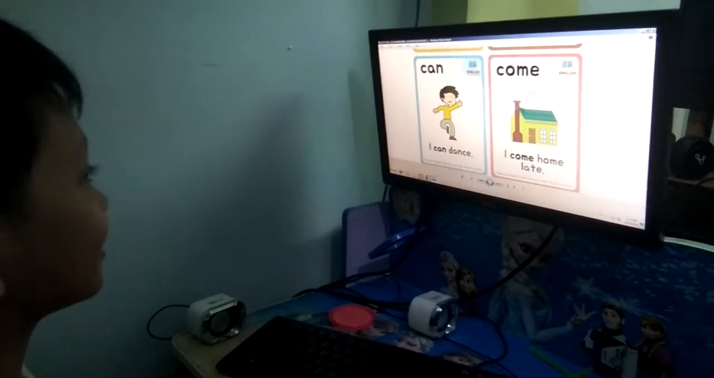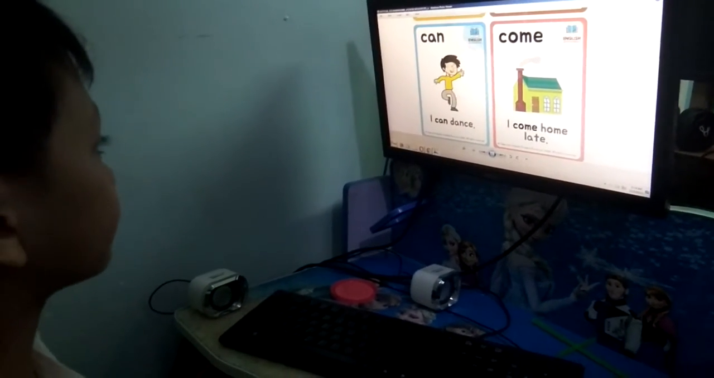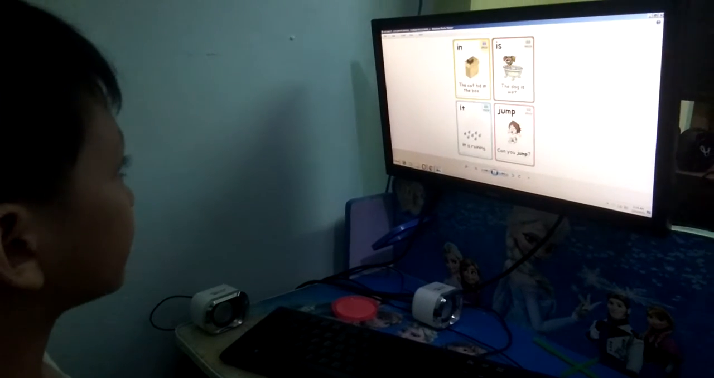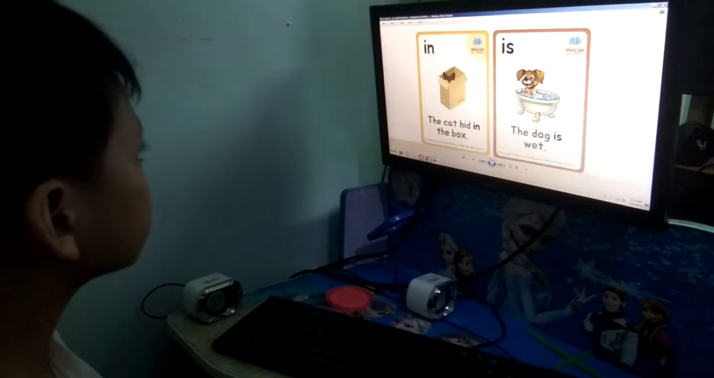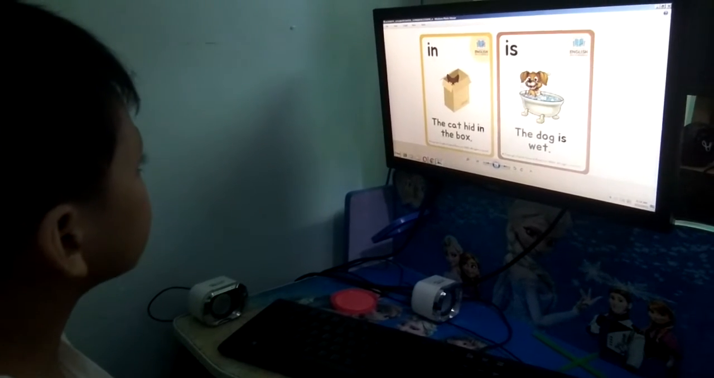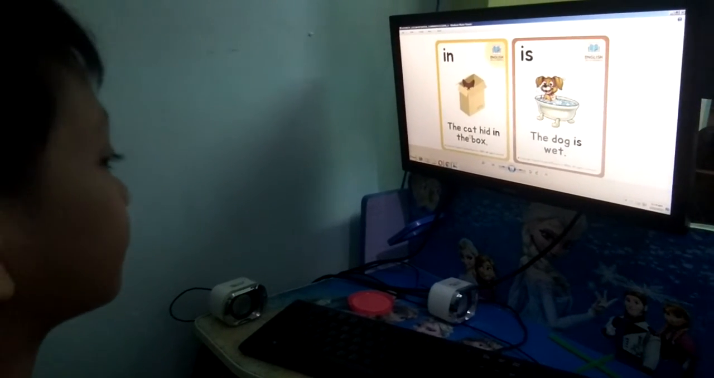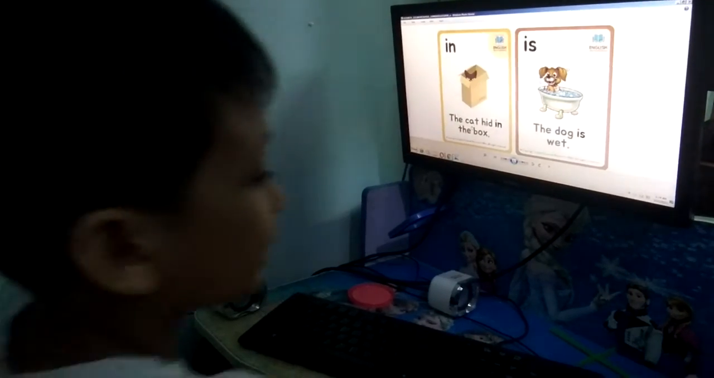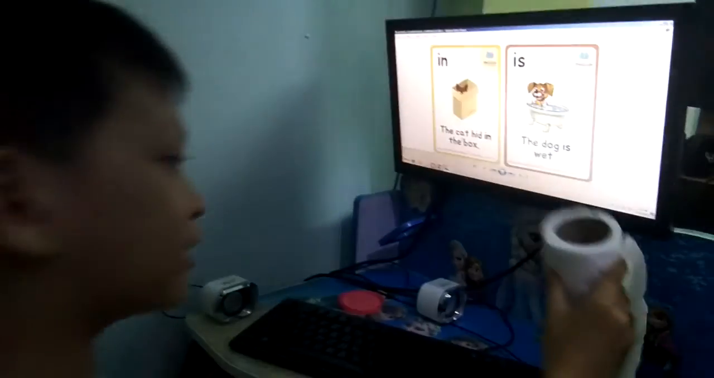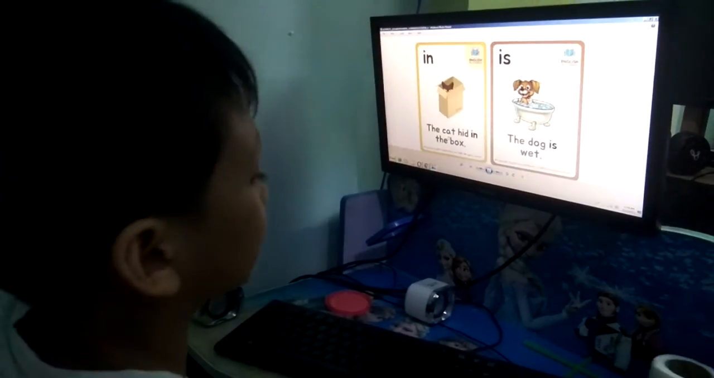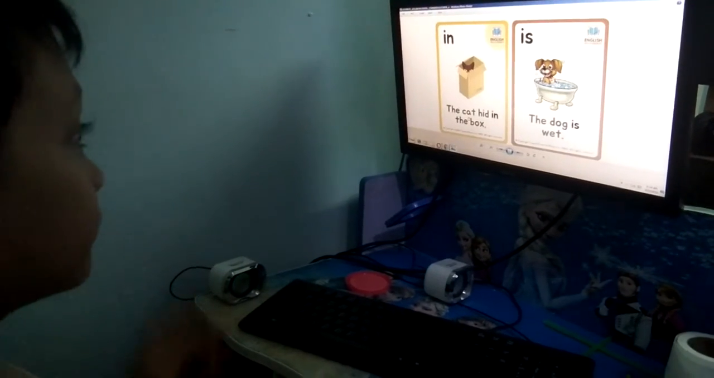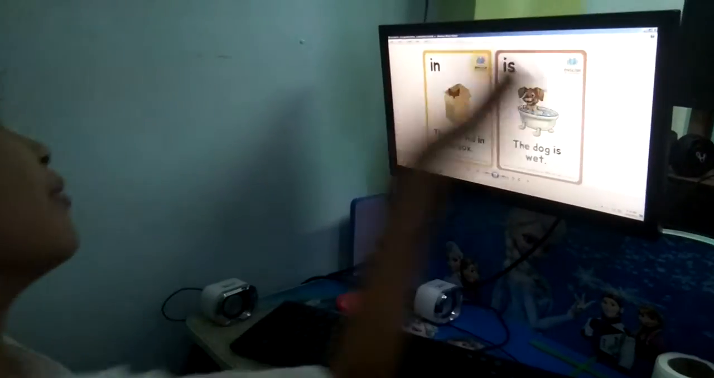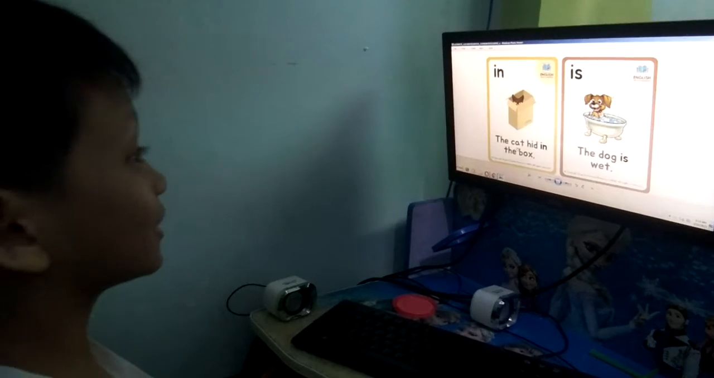Okay, again, give another example. Next page. What is the example? No. Give another example, on your own. In. In? Yeah. Okay. There is nothing in this thing. On toilet paper. Okay, very good. I'm wet. Okay.